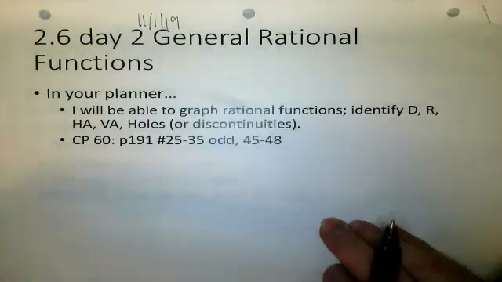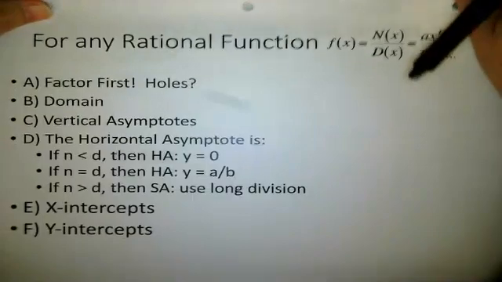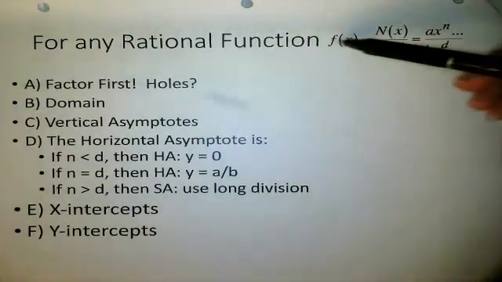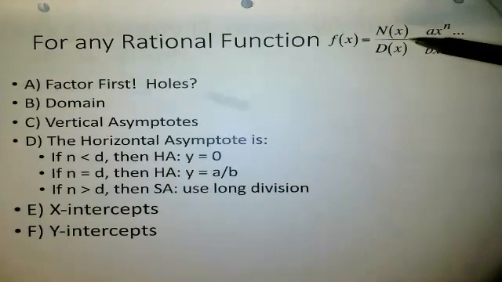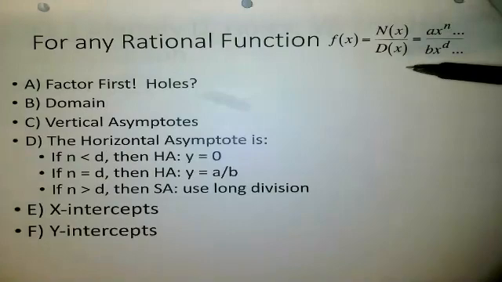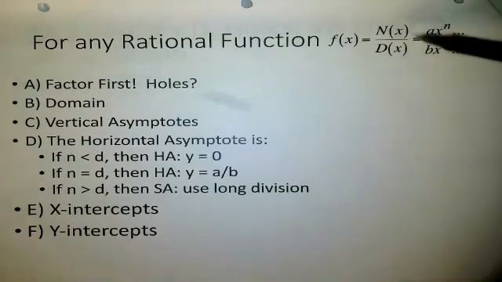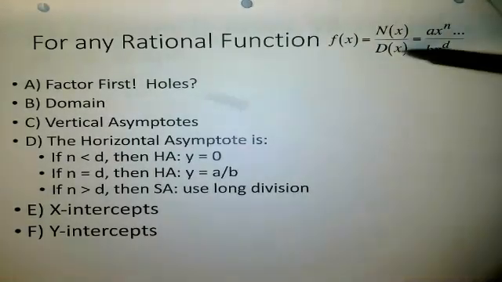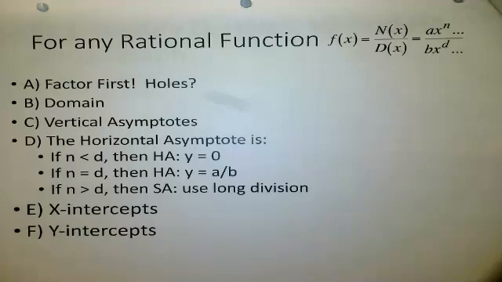So here is some general information that's very, very useful. For any rational function, this is my notation. A rational function is formed by a polynomial in the numerator and a polynomial in the denominator. So n of x just represents the numerator polynomial, and d of x just represents some denominator polynomial, all right?